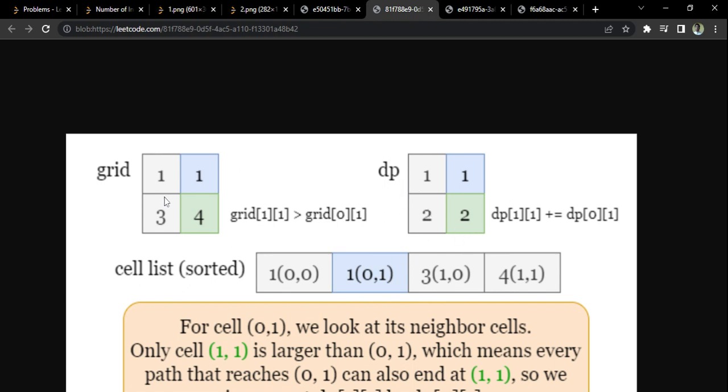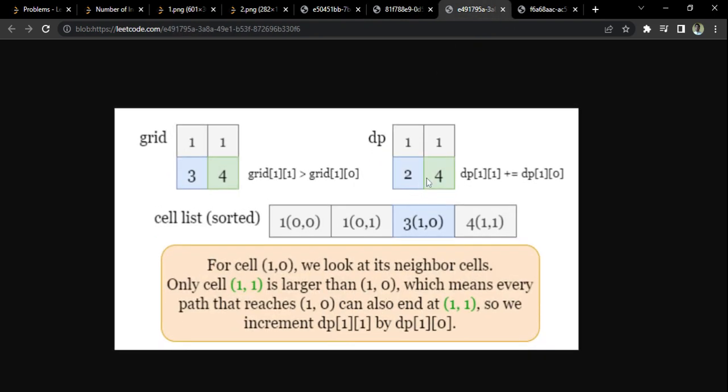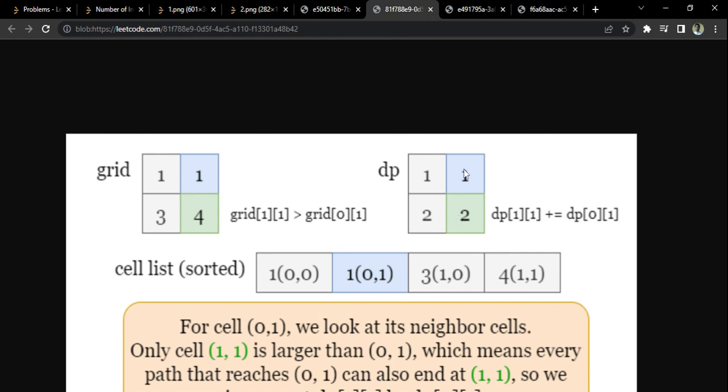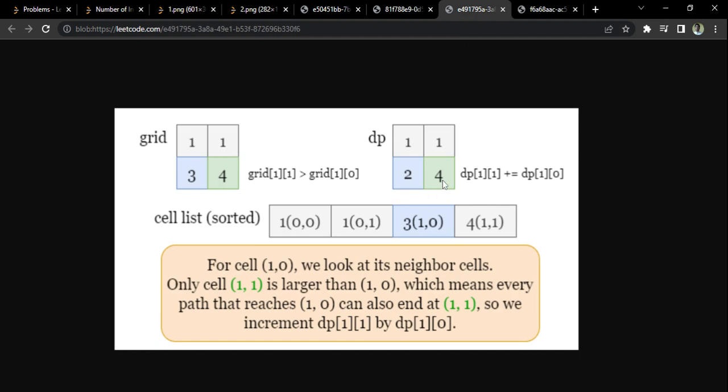Now next we'll go to 3. Please find the adjacent elements of 3 which are greater than 3. The only one is 4. So we'll add the dp value of 3 to the dp value of 4. This 2, which was single, will be added to this 2. So you can see now this became 4. Initially it was 2, but the 2 which represents the dp value of 3 will also be added to this. It became 4 here.